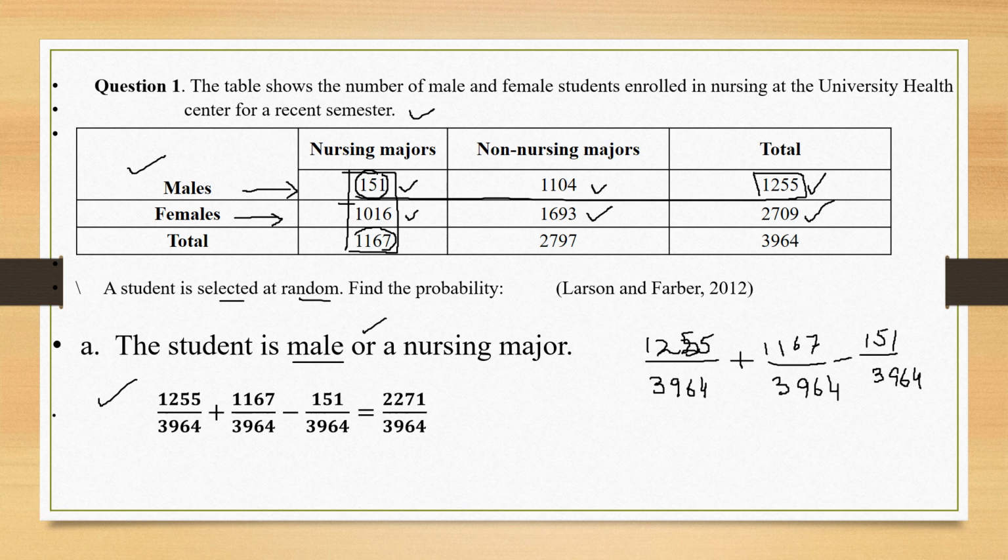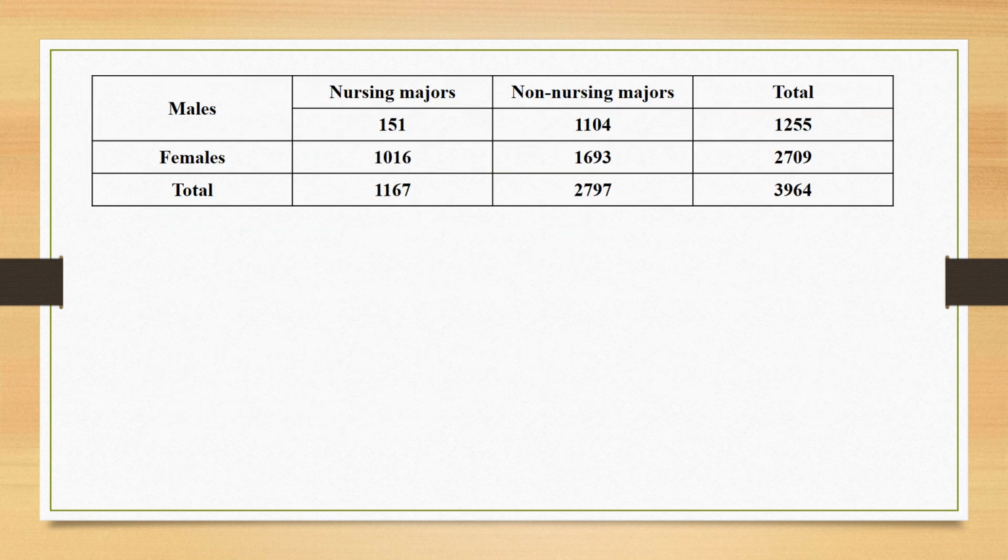So in this step I explained this point. This is the total number of male students. Here, or means that I put a plus sign, and the nursing major, the total nursing major students we have is 1167, but 151 is common, so it will be subtracted. So the answer will become 2271 divided by 3964.